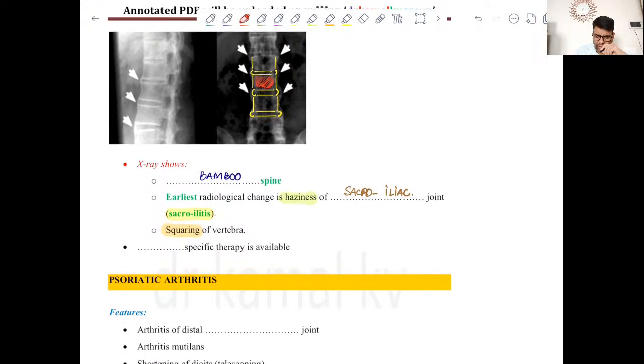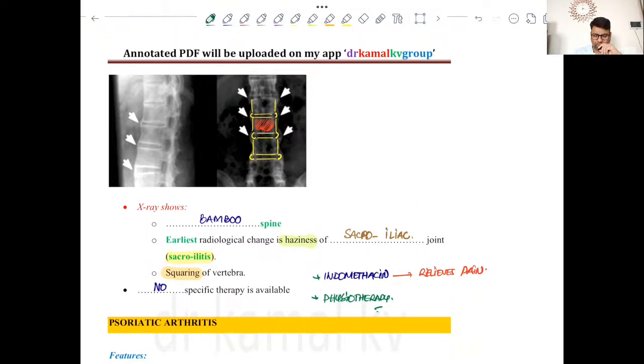Now, unfortunately, there is no specific therapy for this. Although the pain can be relieved by indomethacin, it relieves pain but it does not stop the underlying pathology. And yes, since there is restriction of movements, we can tell the patient to continue chest or spinal physiotherapy so as to gain the movements as much as possible. So this is in short about ankylosing spondylitis.